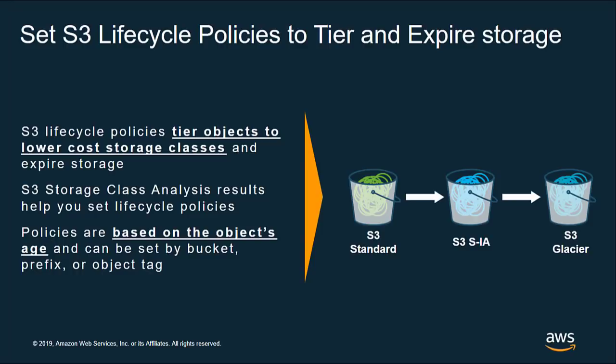And these policies are based on the object's age and can be set by bucket, prefix, or object tag. So it's all age-based, and then you have the flexibility to control the granularity at which that rule is applied. Tags allowing you to write a rule that could cross different prefixes or potentially different buckets.